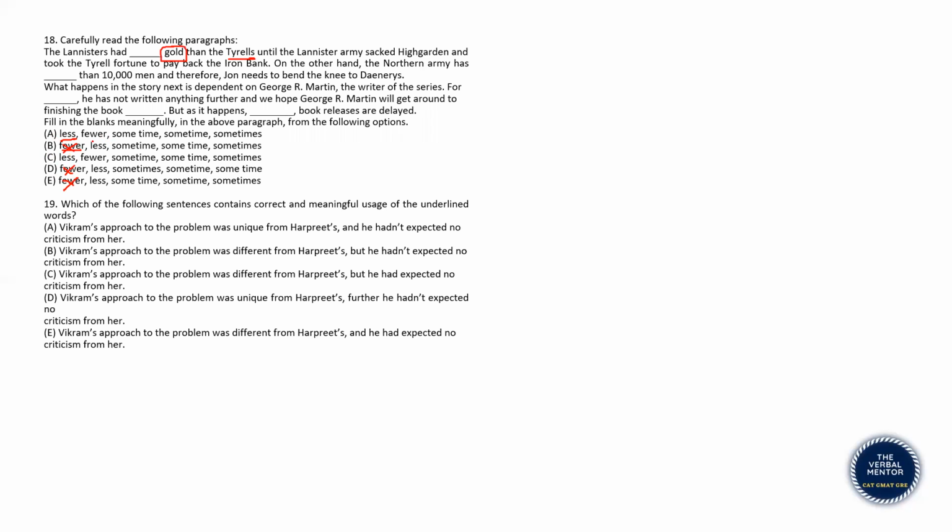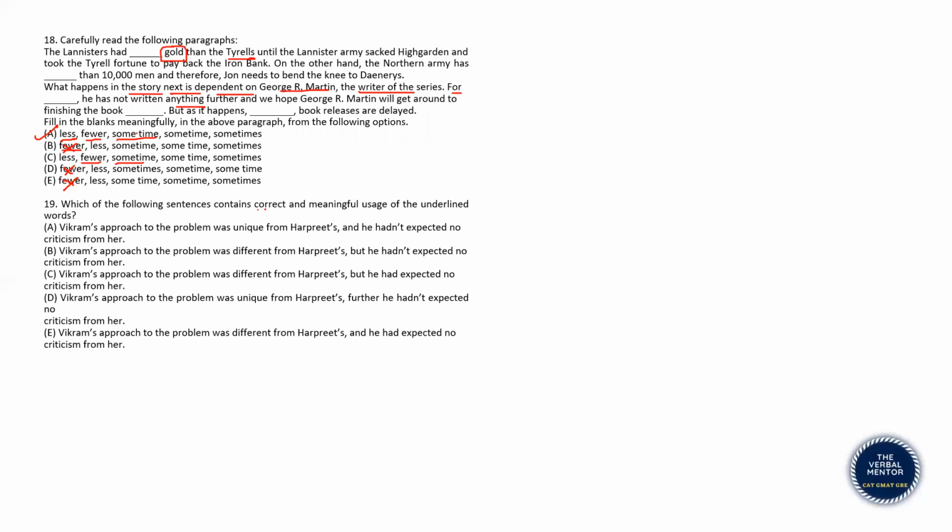Either A or C. Second blank has to be fewer, so I don't have to bother. Third blank will determine some space time or some time. Okay. Third blank. Where is the third blank? Here. What happens in the story next is dependent on George, the writer of the series. For dash, he has not written anything further. For some time, it has to be some space time. Option A is the correct answer.